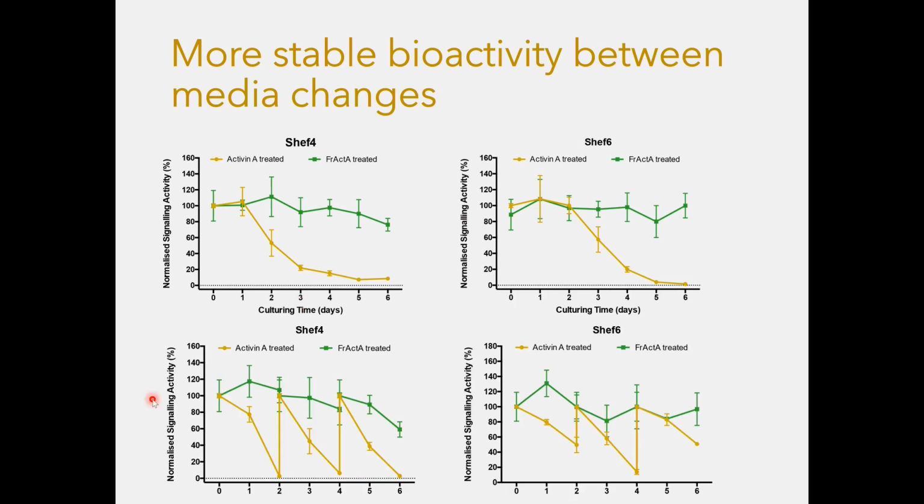Chulu also did the similar normal kind of a 2-day media change culturing of the cells, and you can see here in these examples, we have this constant up and down yo-yo effect of bioactivity with the normal Activin A, whereas the green follistatin-resistant Activin A retains more constant bioactivity through the culturing.